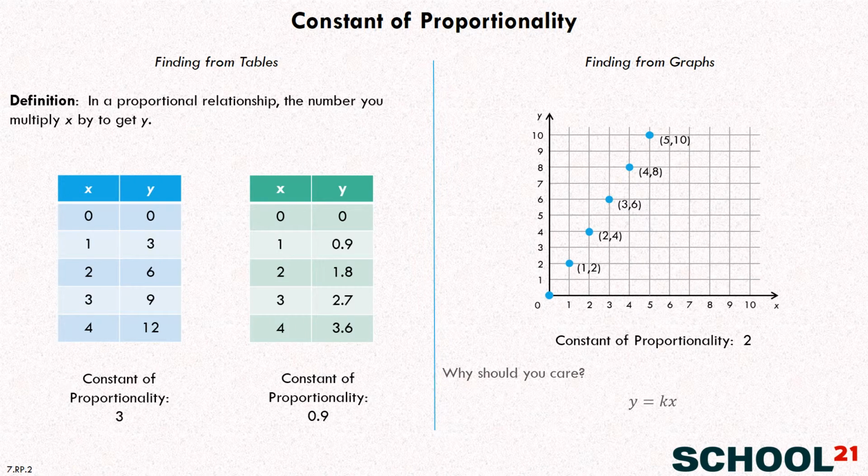And now let's ask a question we should always ask ourselves, which is, why should we care about this? Well, the good thing is when you have a relationship like this, where you're multiplying x by something to get y, you can think about it as an equation also. So k is that constant of proportionality. You're multiplying it by x, so k times x, or kx, is always going to equal y. Does that make sense? Yeah.